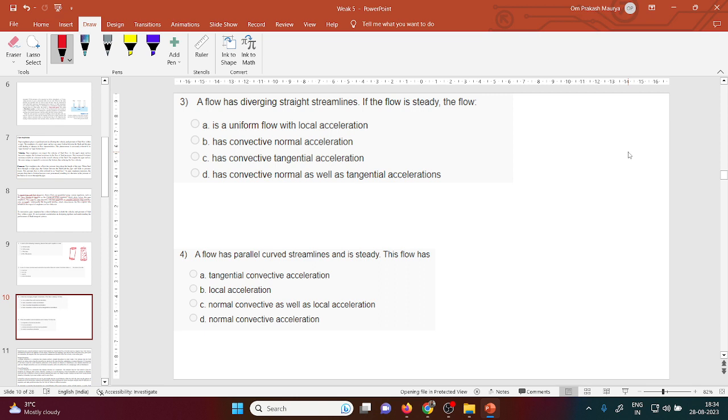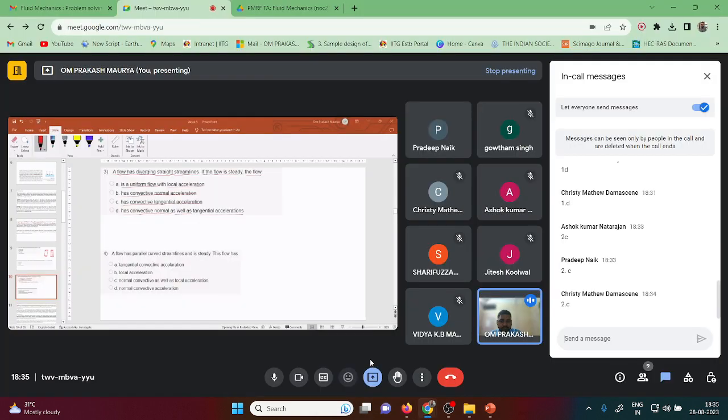Question number 3 is about a flow that has diverging straight streamlines. If the flow is steady, option A is a uniform flow with local acceleration. Option B has a convective normal acceleration. Option C has convective tangential acceleration. Option D has convective normal as well as tangential acceleration. So this is a bit of a conceptual question. Please write your answer in the chat box.